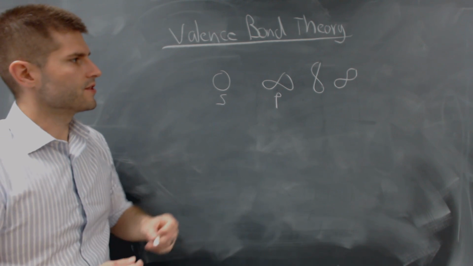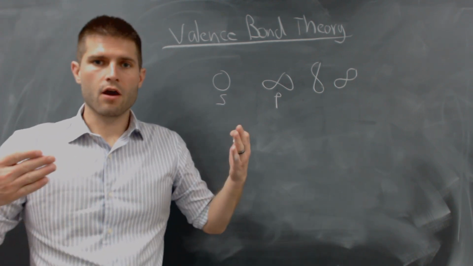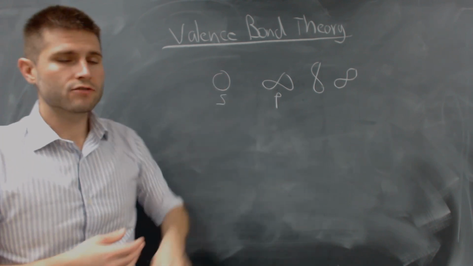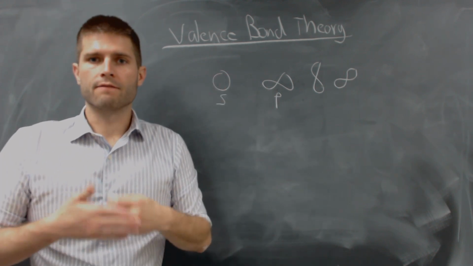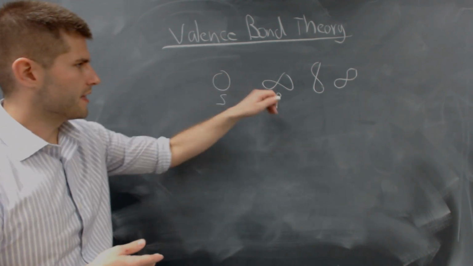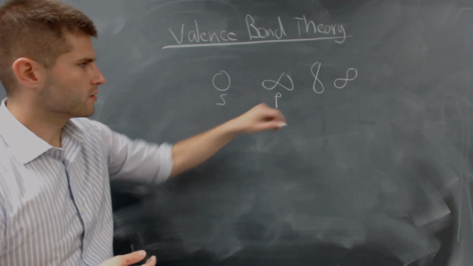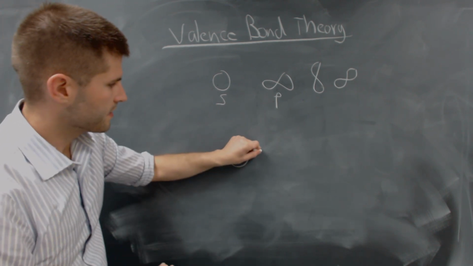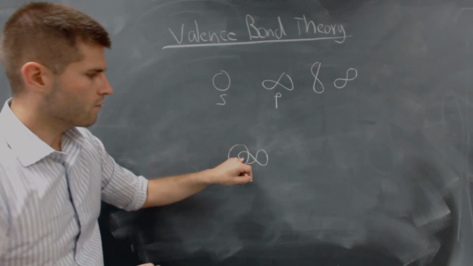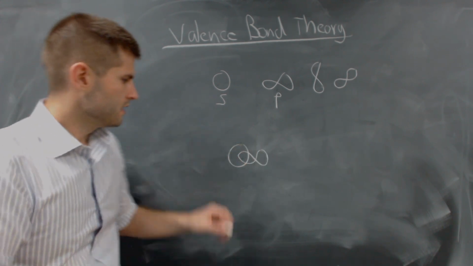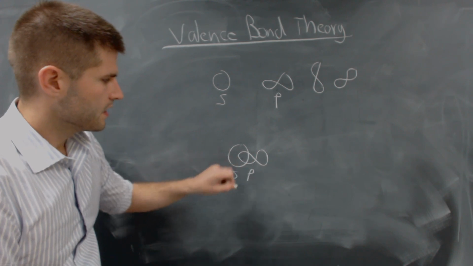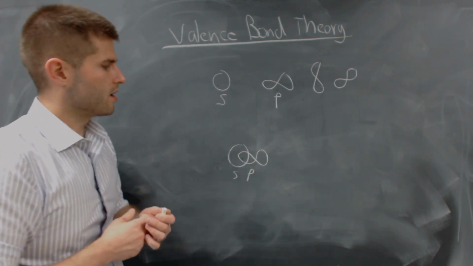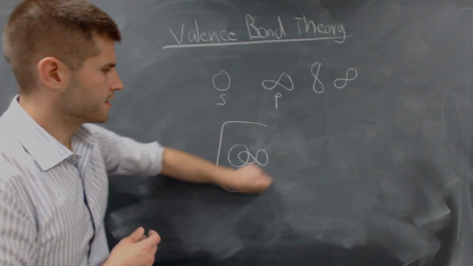Now valence bond theory tells us that if we overlap any of these p orbitals with an s orbital, we will get a bond forming there. So let's try that. Let's try to bond the s orbital with the p orbital. If we bring these closer together, what we end up getting is a dumbbell that is overlapping with the s orbital, sp. This would be considered a bond in valence bond theory. So this is a bond.